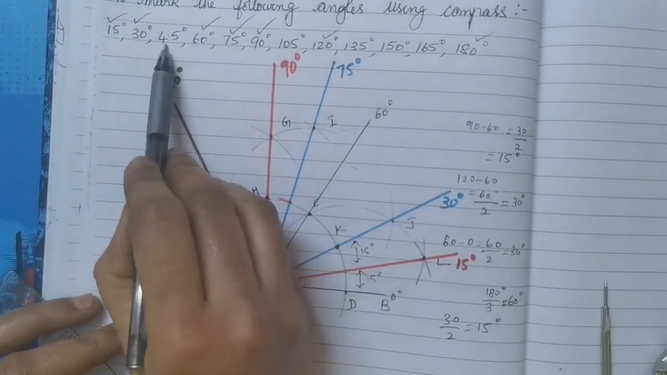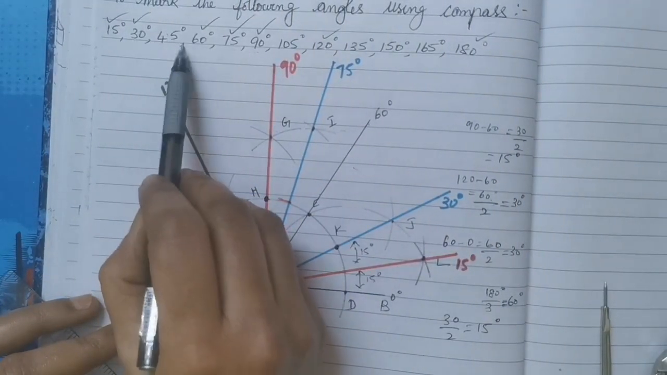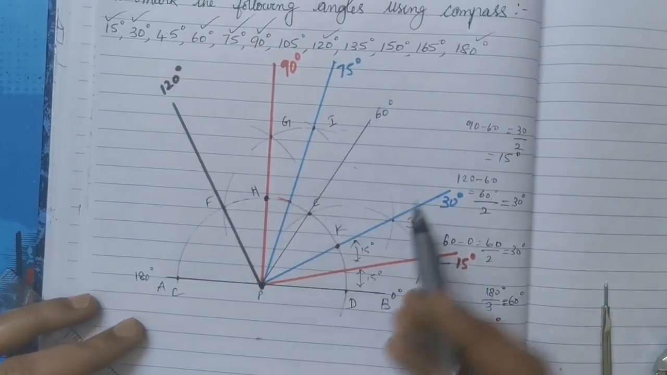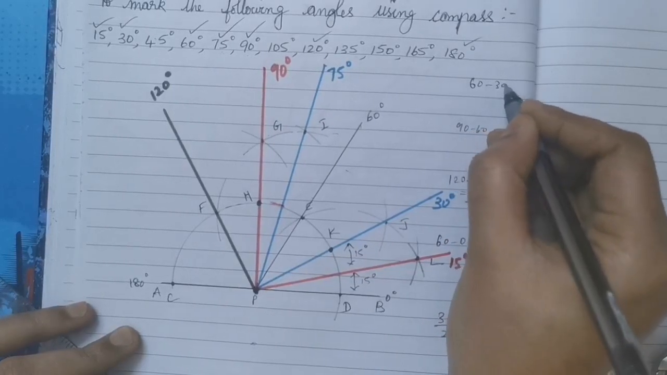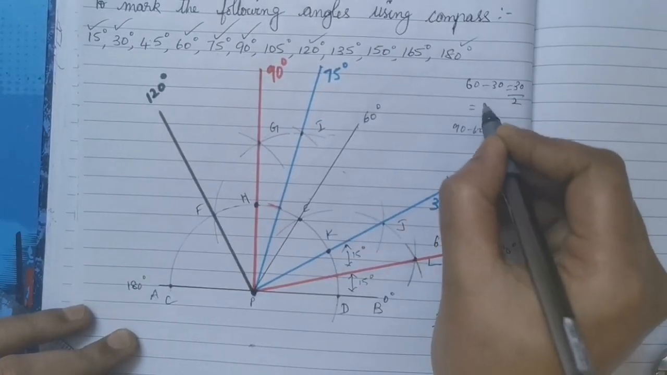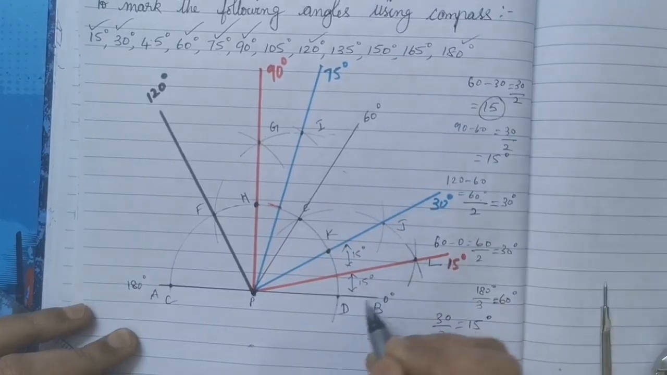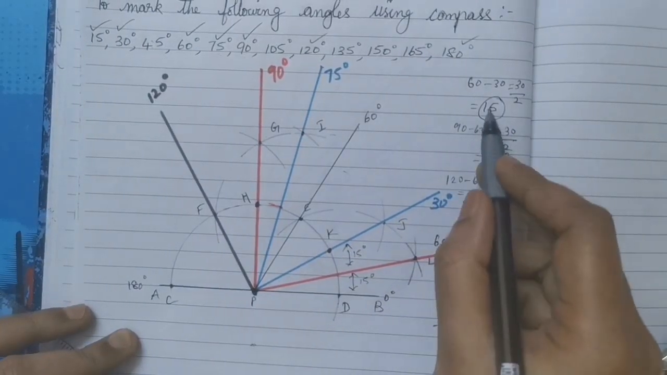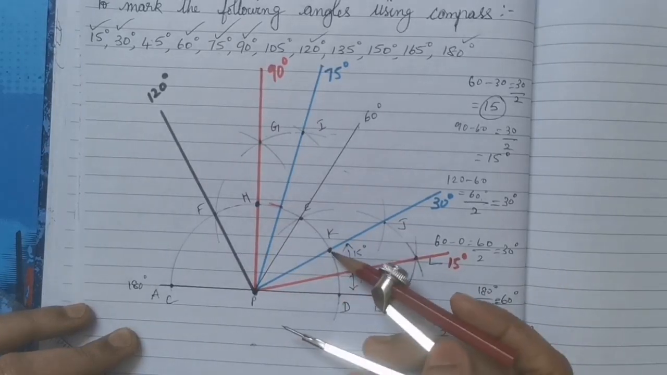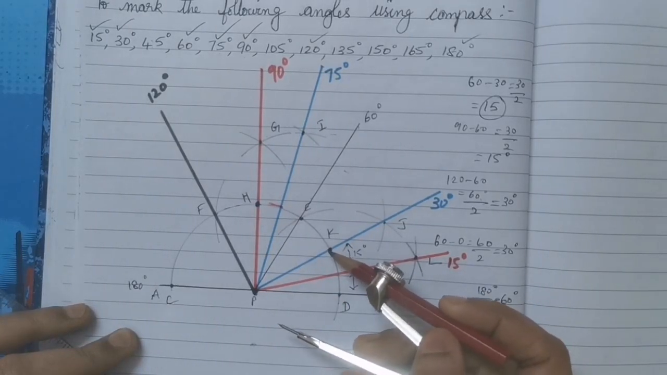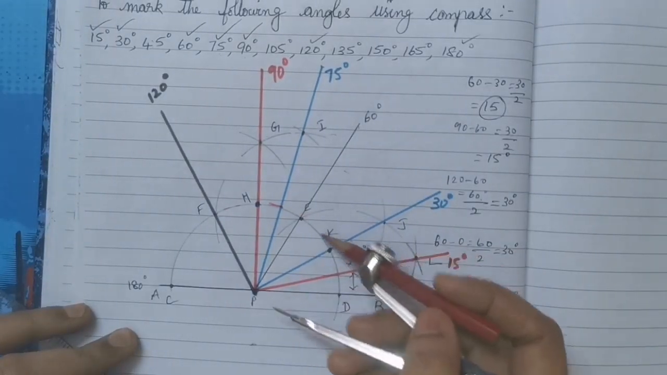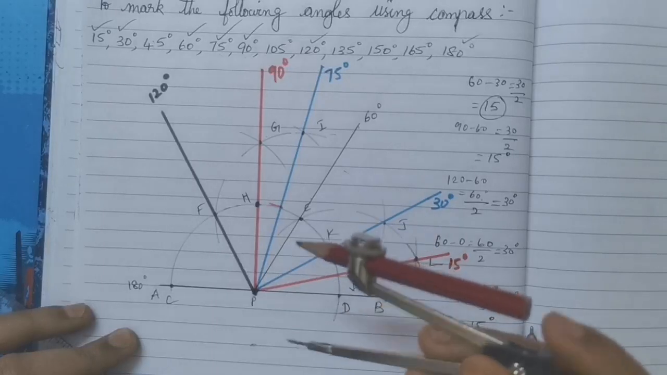Next it is 45. Now 45 lies between 30 and 60. Between 30 and 60 there are 30 degrees. So when we divide that 30 degree into two equal parts, we will get 15 degree. So 30 plus this 15 will give us 45. So now we have 30 degrees between K and E. 30 plus 30 gives us 60. So when we divide this into two parts, each part will be 15.